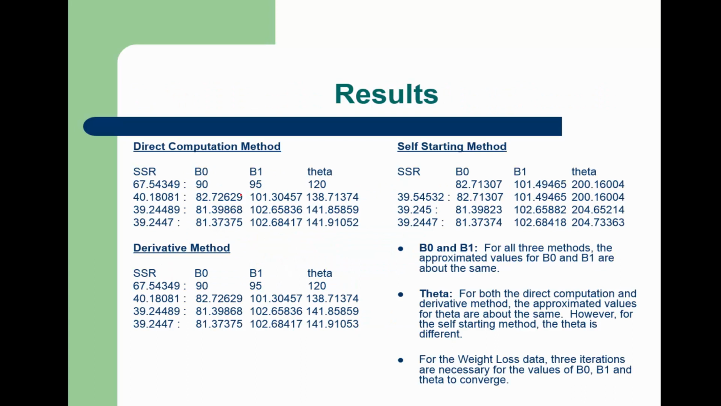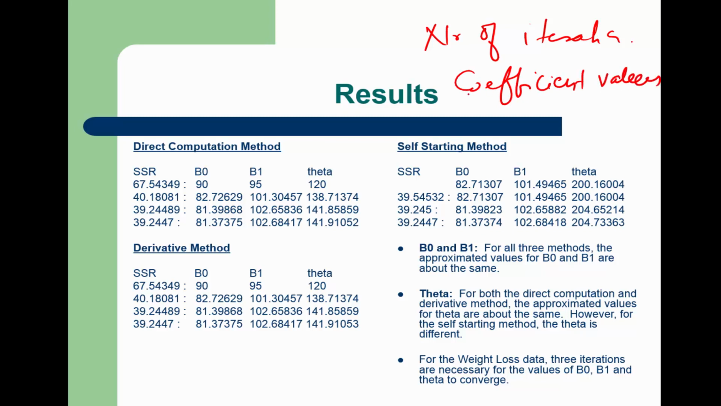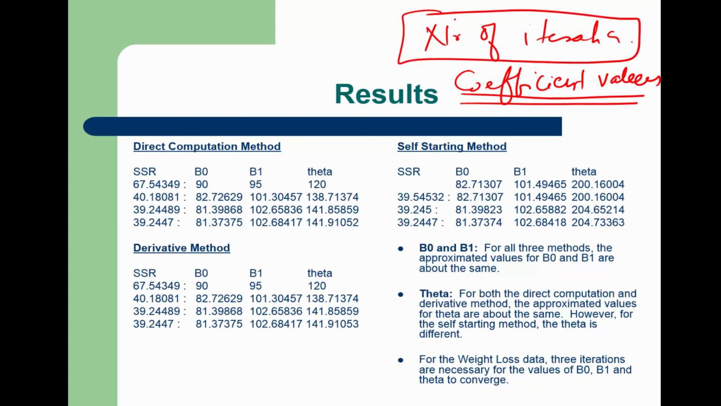So at the end of the day, what matters is the final values of beta naught, beta 1 and theta, and that they should ideally be the same. And also what matters to you is the number of iterations and the coefficient values. So the coefficient values should ideally be the same in all methods. The number of iterations of course will differ. The one that has fewer iterations is the one that should be preferred because that takes less computational power.